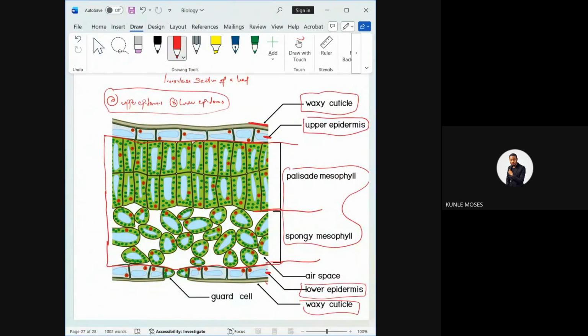In your mind, note the structures that are in the external region: the wasi cortical, the epidermis, and the mesophyll. The epidermis is in 2 parts, the upper epidermis and the lower epidermis. The mesophyll also is in 2 parts, the palisade and the spongy. It is very, very simple. And that's all. I believe everybody understands it now.